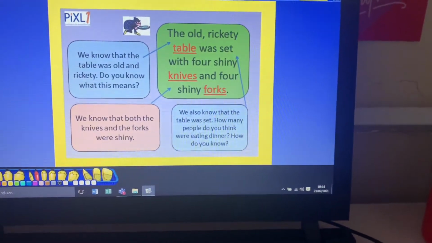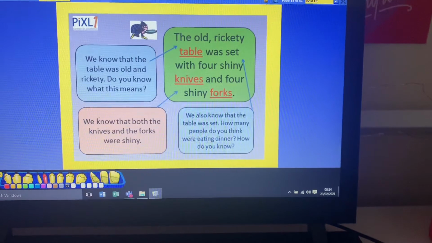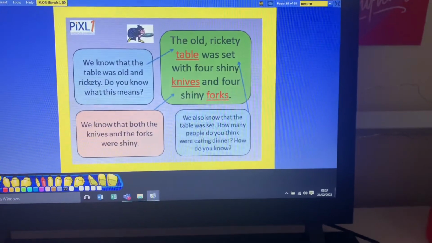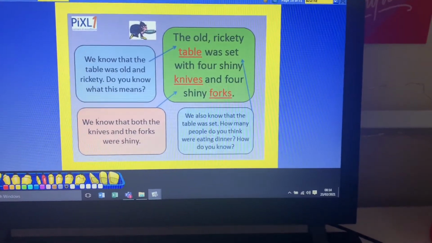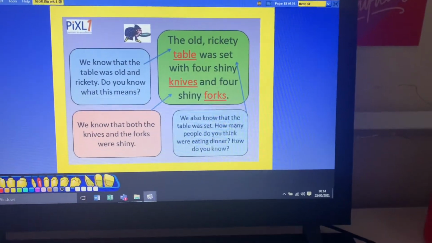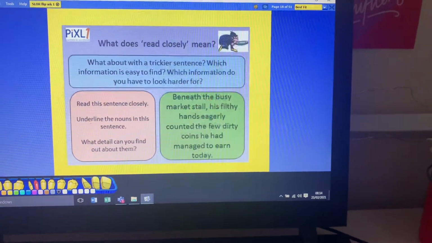Now let's have a think about this sentence a little bit more. How many people do we think are eating at the table? How do you know? Well done. There are 4 people eating at the table because there were 4 knives and 4 forks. So this tells us that there were 4 people eating at the table.